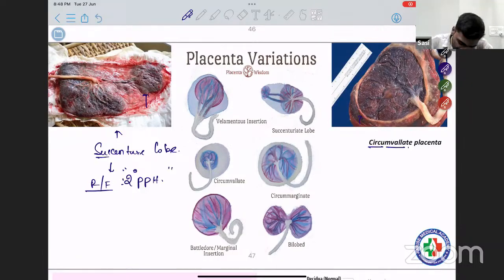Next one, if you see this other placenta, if the cord prematurely separates before joining into the placenta, it is known as what? It is known as the velamentous insertion of the cord. Let me ask you a question. This velamentous insertion of the cord will have which risk factor, for which condition?